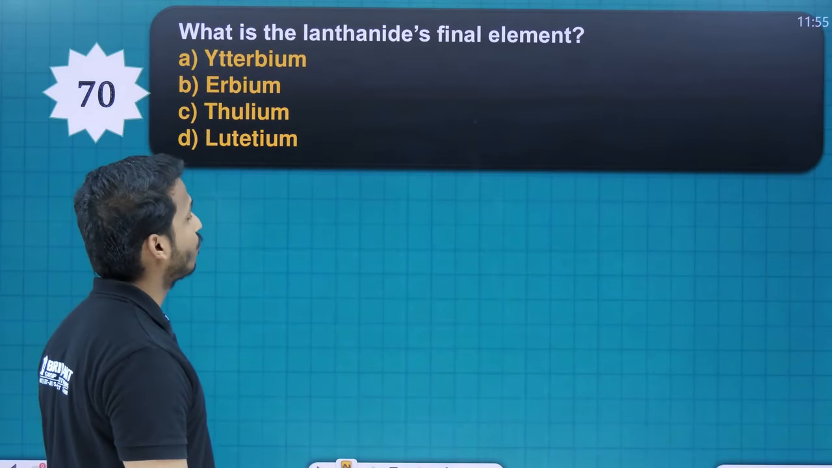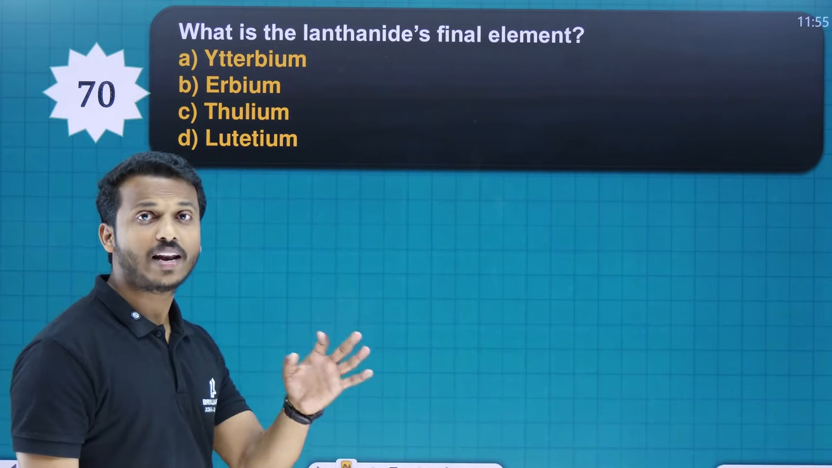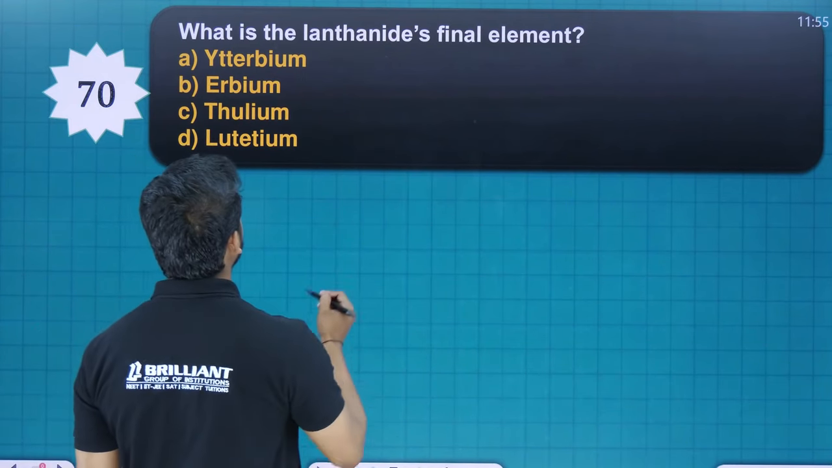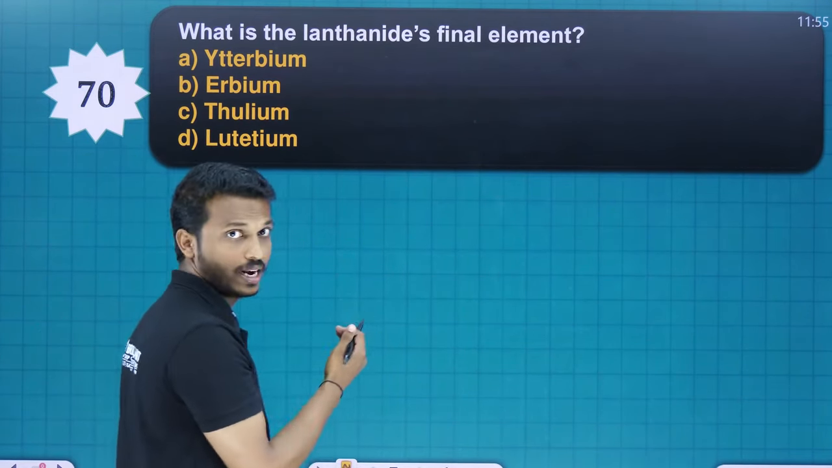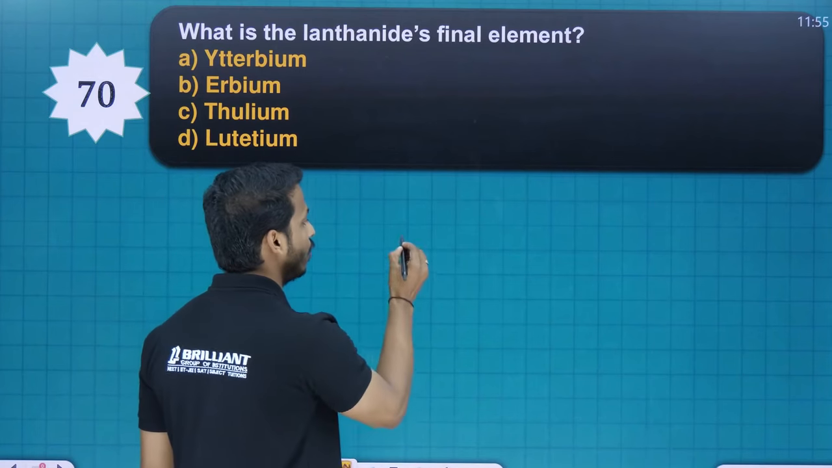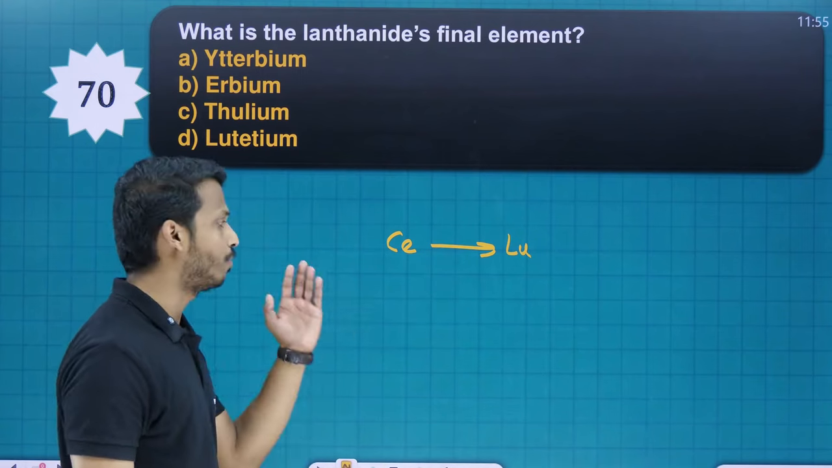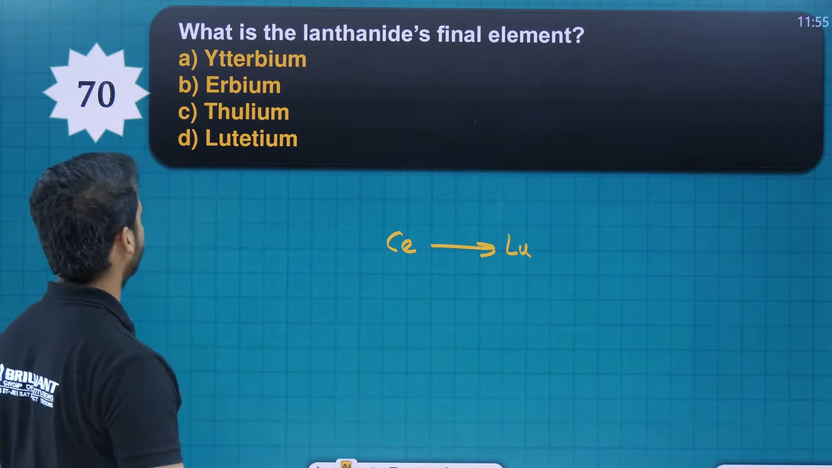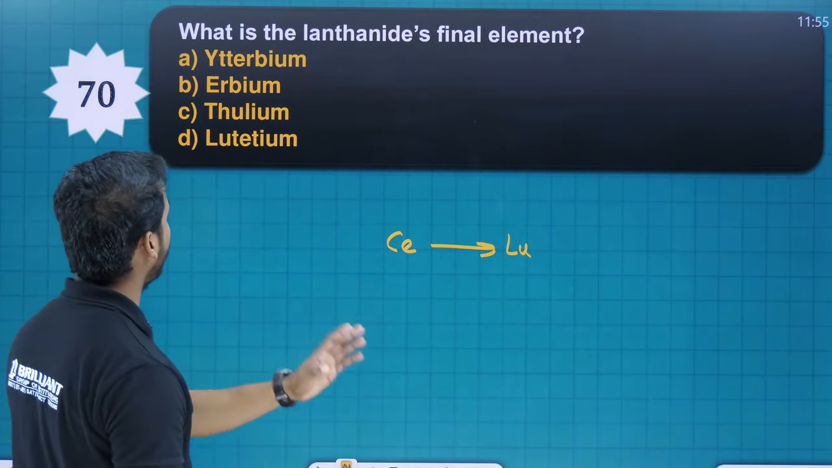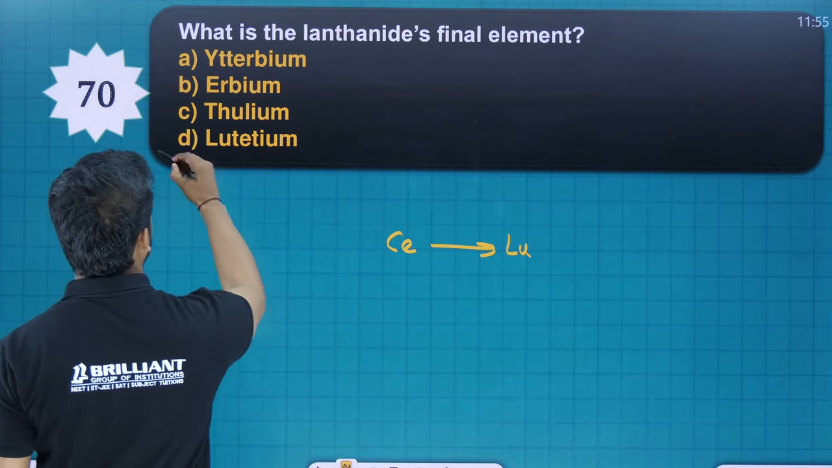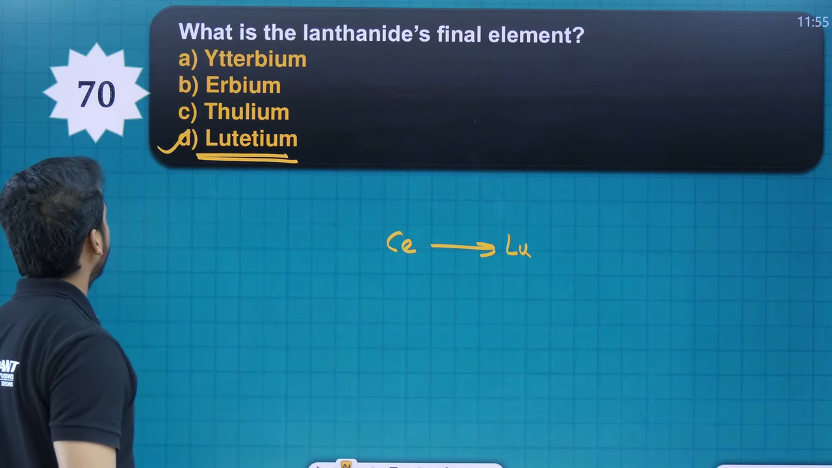What is the first element of the lanthanides? Lanthanides start from cerium to lutetium. Actinides start from thorium to which one? Lawrencium. Okay, what is the final element of the lanthanides? Lutetium. Lutetium is the final element.